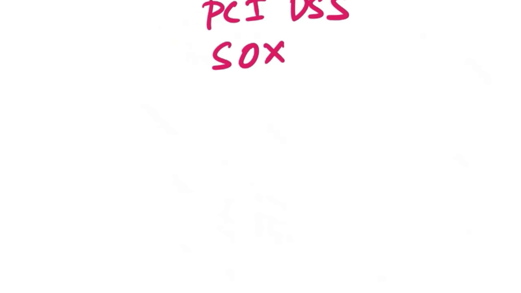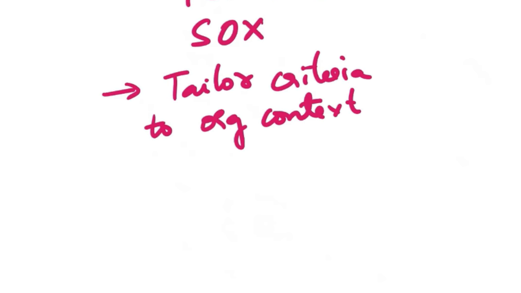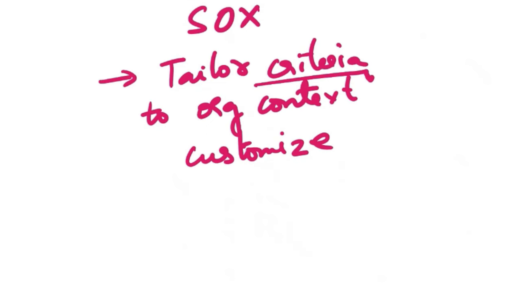Once you select the standard or framework, the next step is to tailor criteria to organizational context. That is, you customize the audit criteria to reflect the specific needs, risks, and objectives of the organization. And you need to align the audit criteria with the organization's business processes, IT infrastructure, and strategic goals. You also need to consider industry best practices and benchmarks when defining audit criteria to ensure relevance and effectiveness.